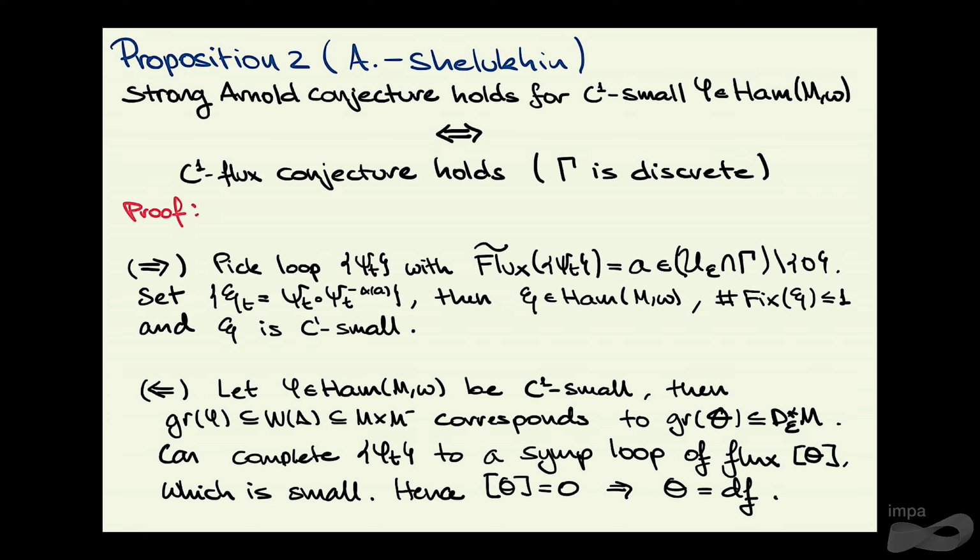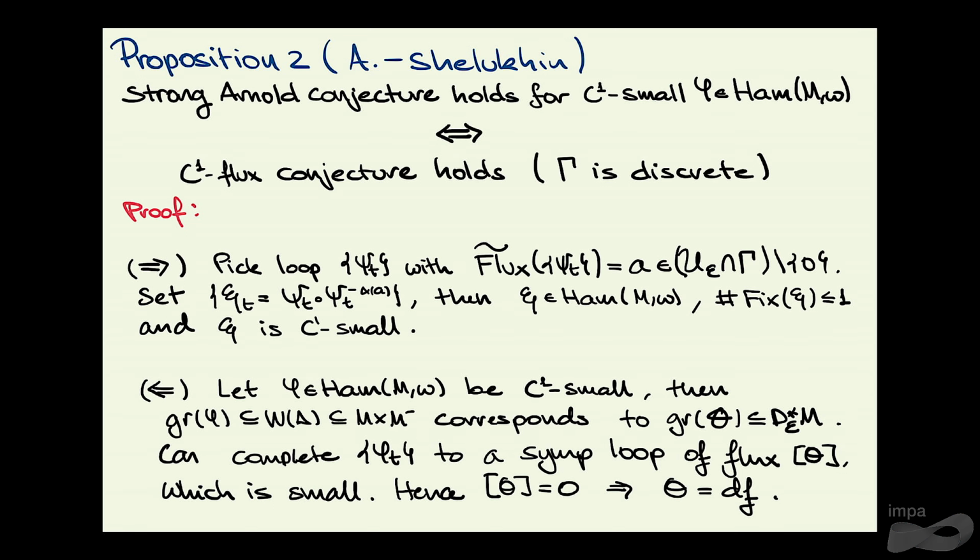But the long part of the path was Hamiltonian, so that has no flux. So all the flux that you have comes from this one form, and it's actually equivalent to the class of this one form. But because gamma is discrete, this cannot be arbitrarily small. So if you just take phi to be C1 small enough, which is going to control the norm of this class, we in fact know that the class is going to be trivial. So theta is going to be exact.